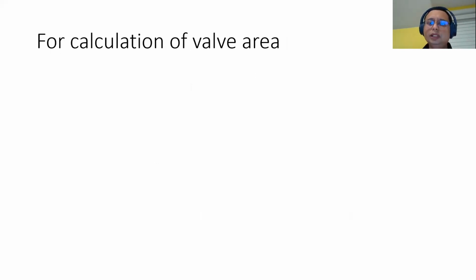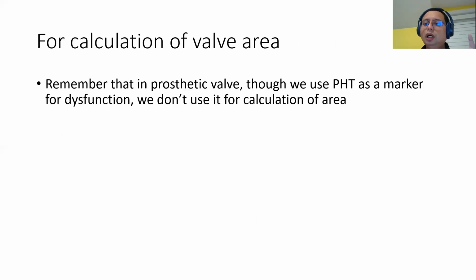I just wanted to start first with calculation of valve area. Remember when we do aortic valve, we use the continuity equation. Whatever goes into the LVOT is the same that comes out through the aortic valve. Okay, but we cannot do that for the mitral valve. Why can we not do that for the mitral valve?